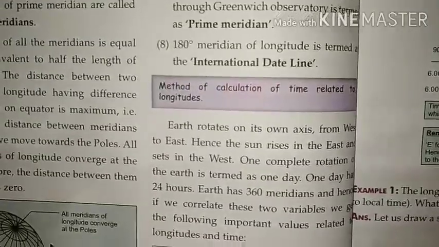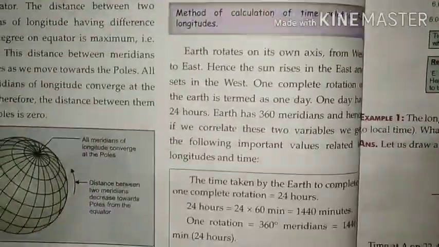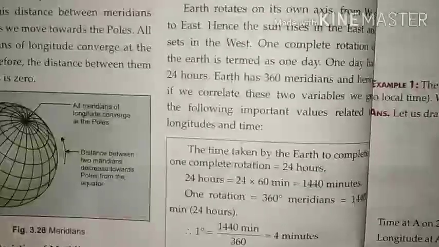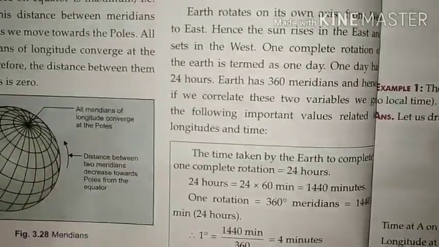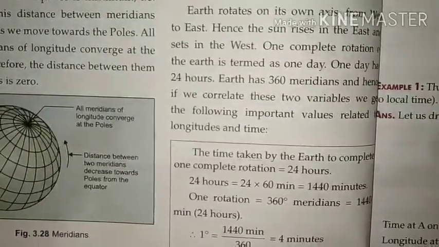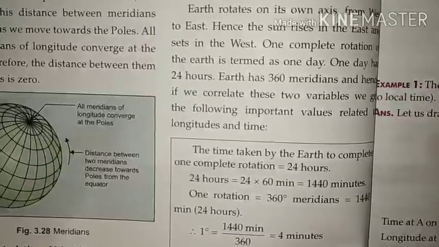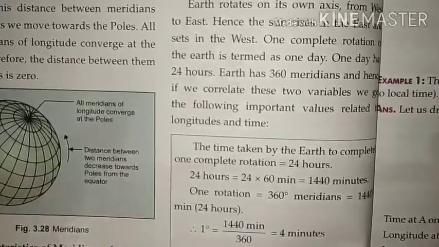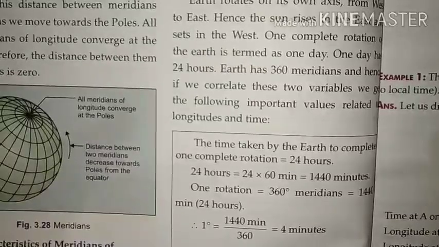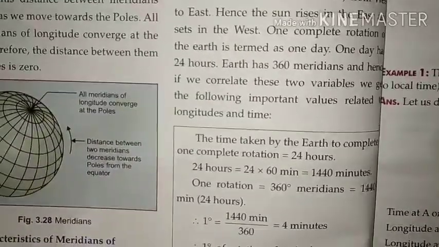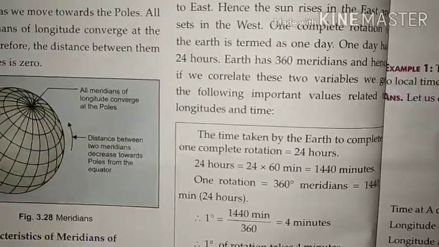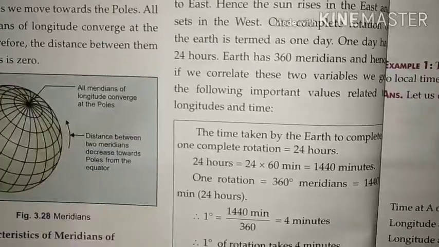Alright, so we will talk about another feature. Earth rotates on its own axis from west to east, hence the sun rises in the east and sets in the west. One complete rotation of the earth is termed as one day. One day has 24 hours. Earth has 360 meridians, and hence if we correlate these two variables, we get the following important values.